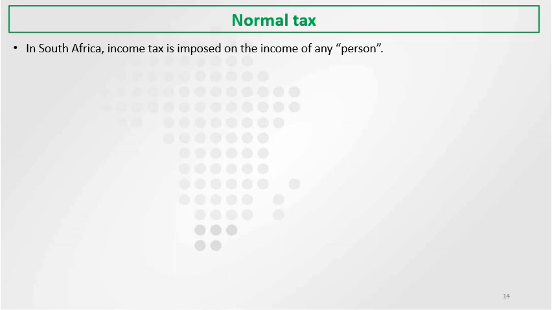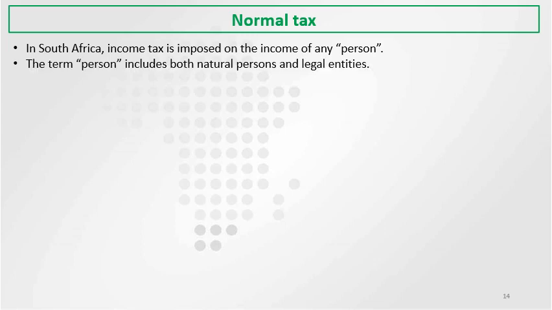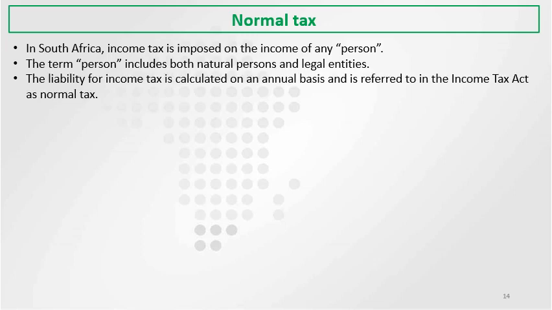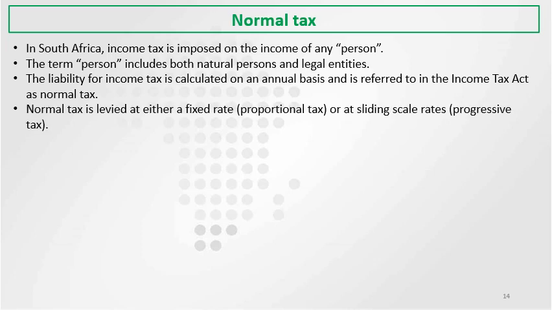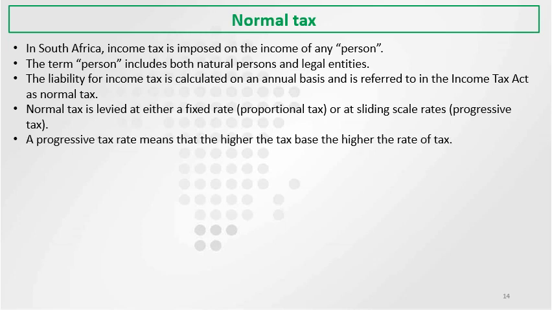Okay, now in South Africa, income tax is imposed on the income of any person. And the term person includes both natural persons and legal entities. This is now defined in the Income Tax Act. The liability for income tax is calculated on an annual basis and is referred to in the Income Tax Act as normal tax. Normal tax is levied either at a fixed rate, as we've just covered in the previous slide, which is a proportional tax, or at sliding scale rates, which is a progressive tax.